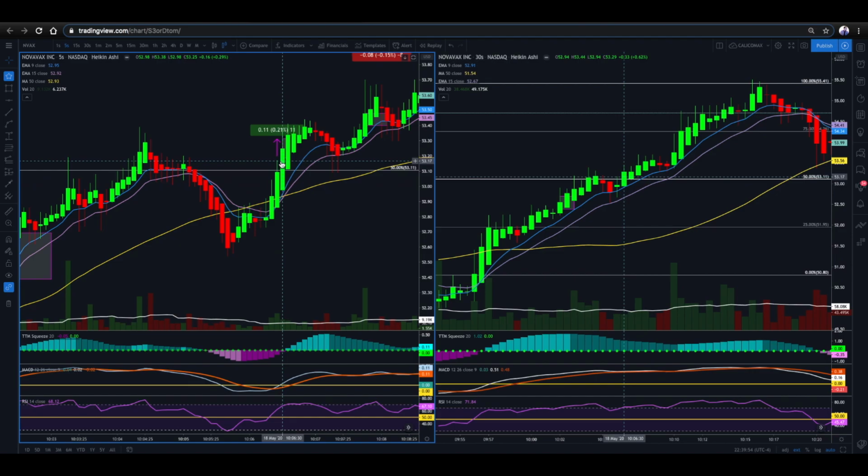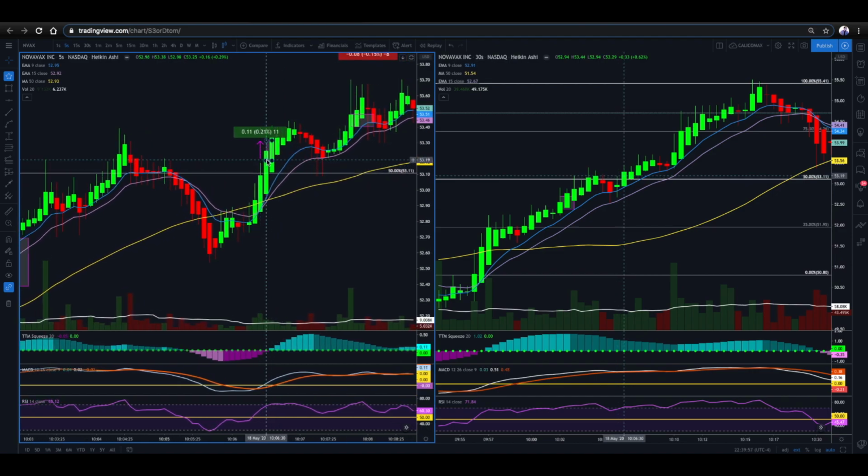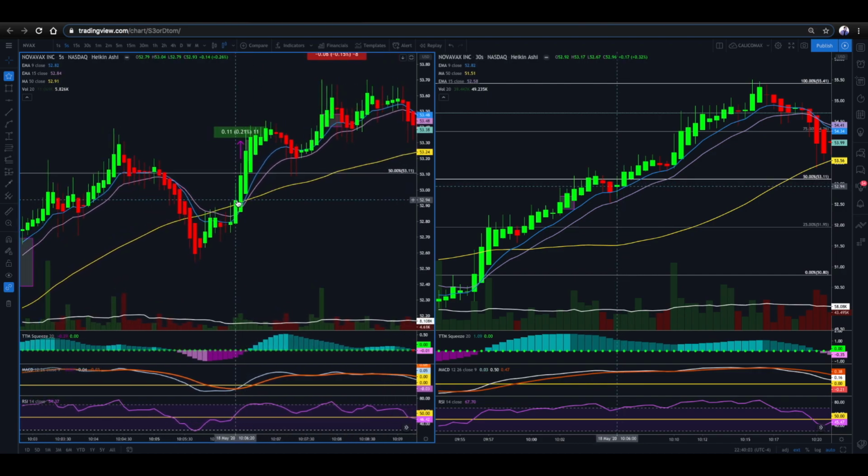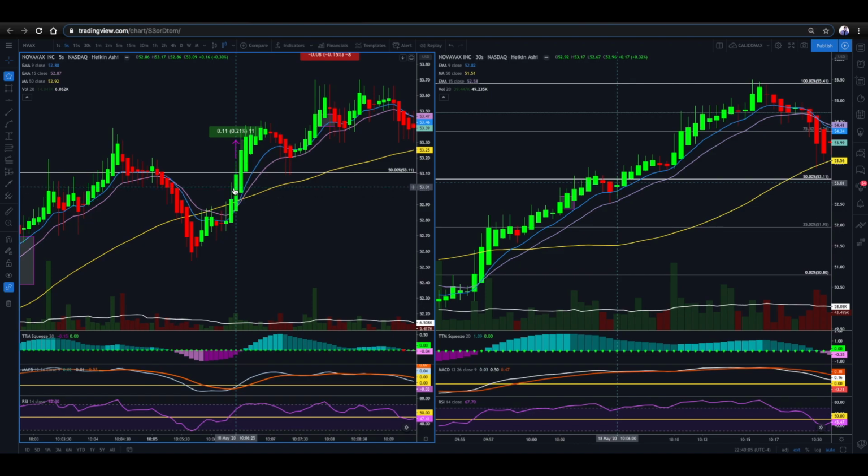And I took it long right here at this candle. I don't know why I missed so much of it, but I could have taken it right there. Maybe because I was under the 50, still getting used to this 5-second chart. And the fib was there, so that could have been it as well. But clearly took it over here for another $110.